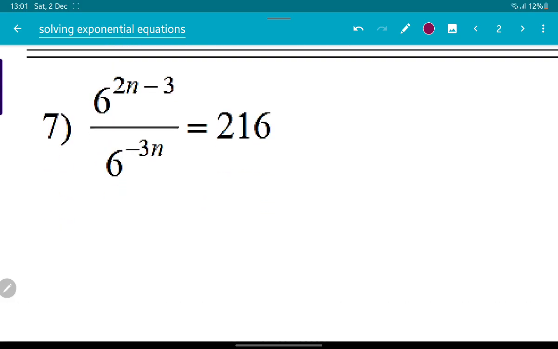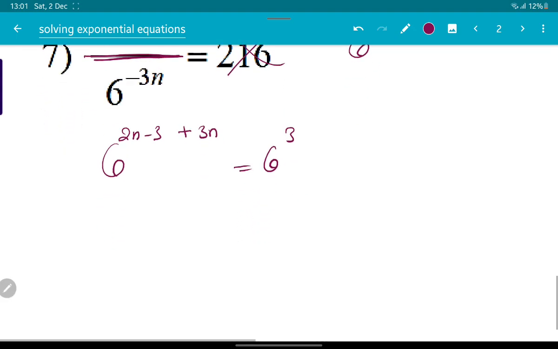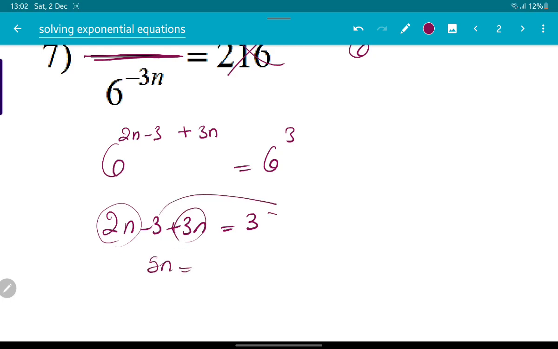Number 7, we need to subtract the powers because we have division. So this would be 6 power 2n minus 3 minus negative 3n, which makes it positive 3n. On the right side, this will be 6 power 3. Now we have two equal bases, 2n minus 3 plus 3n equals 3. 2n plus 3n is 5n. When we send the positive 3 to the right side, this will be 6, and n will be 6 over 5.